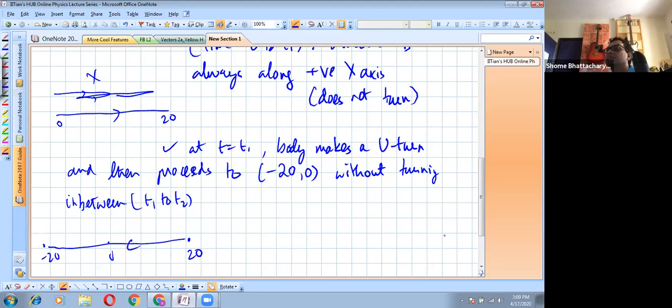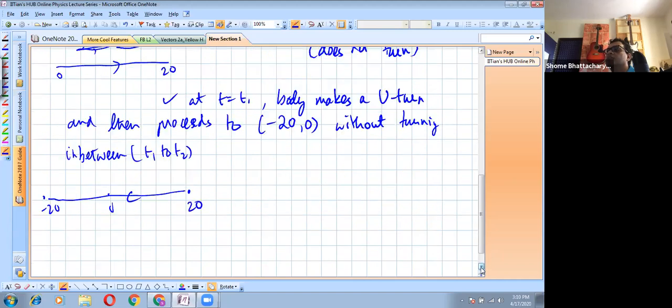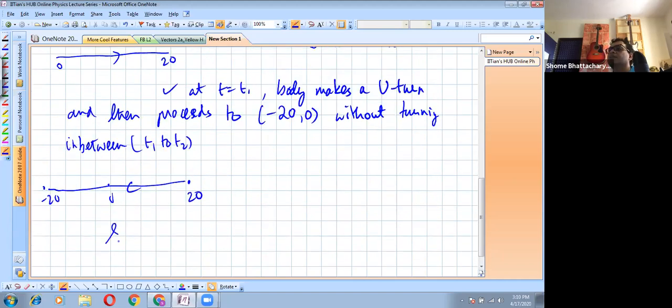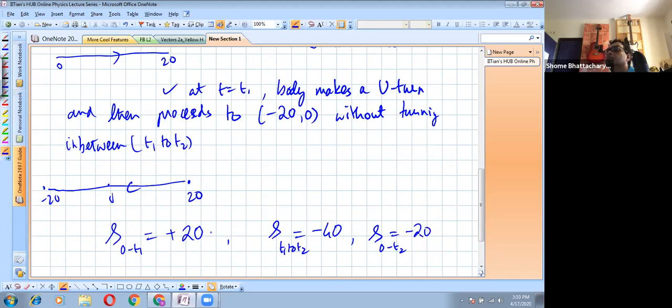So with that assumption in mind, I think all of you can understand that if you talk about the displacement from 0 to t1, it will be plus 20. If you talk about the displacement from t1 to t2, it will be minus 40. Whereas if you talk about the displacement for the entire journey, 0 to t2, that will be how much? That will be minus 20. And all the answers are in meters.